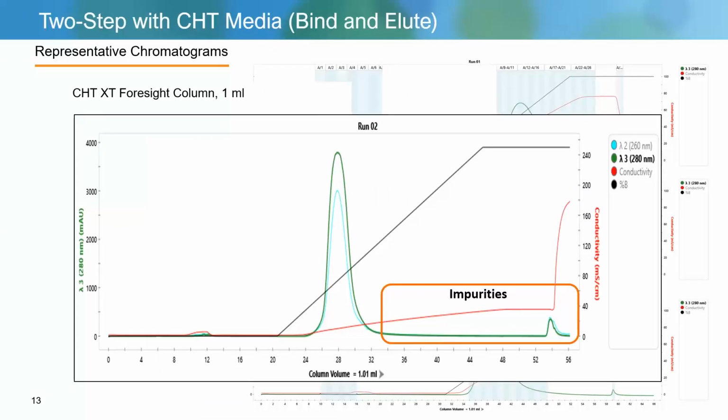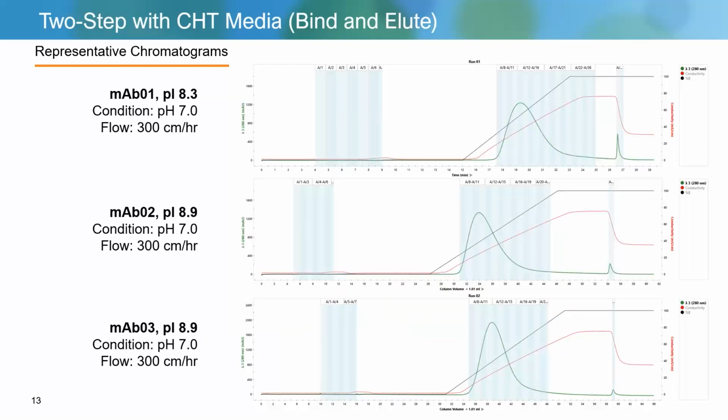Here you can see a chromatogram from CHT media run, which was performed in the bind and elute mode under conditions optimized for the reference Herceptin project. Very similar conditions as for the reference process were tested again for 3 mAbs. Chromatograms are similar with only some differences in the retention time.